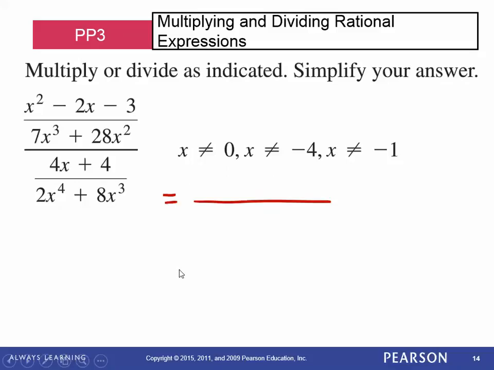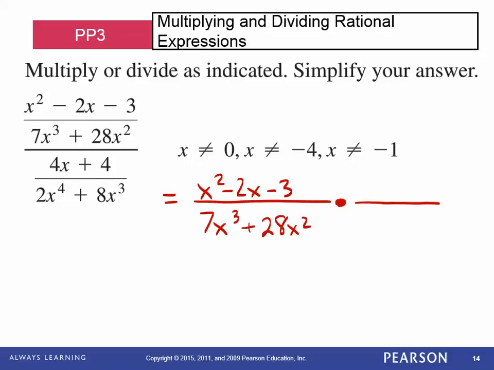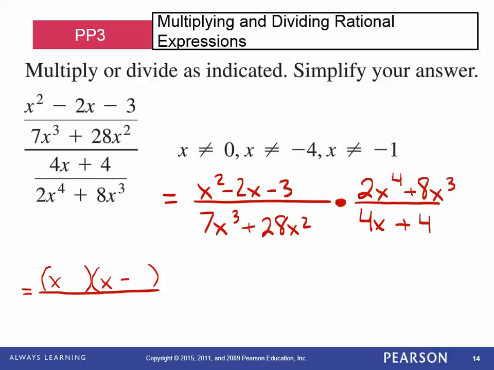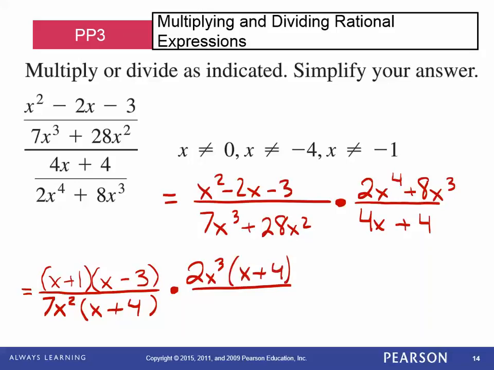Anyways, hopefully you guys are done here. So the numerator is there. We're going to change this to multiplication, and we're going to invert our denominator on the bottom there. And then we're going to start factoring. On top, that factors into x plus 1, x minus 3. On the bottom of the first fraction, how about x plus 4 multiplying 7x squared? 2x cubed plus x, times x plus 4, on the bottom there. Good there? Check your factoring.